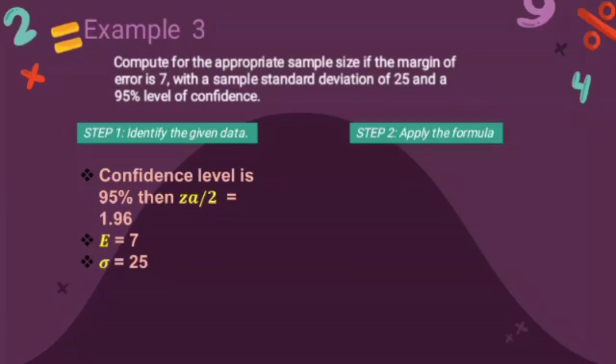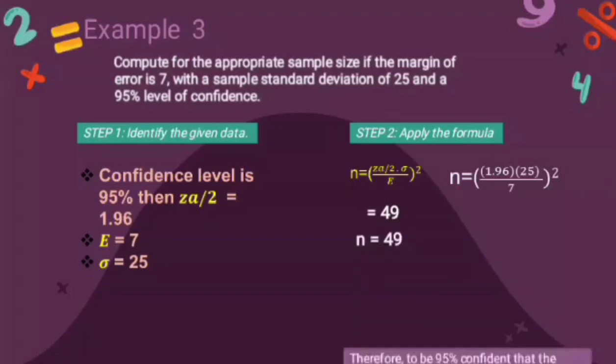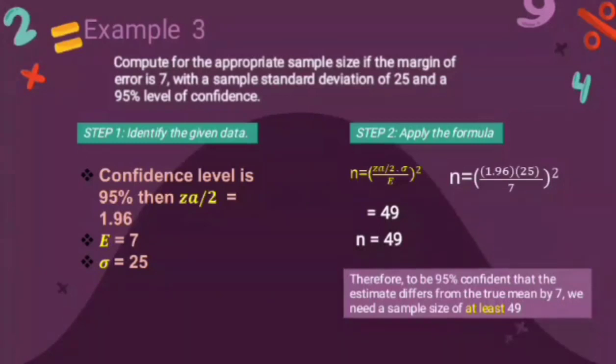Our next step is to apply the formula. Remember, we just need to substitute the given data into the formula. Try to calculate that and you will get the answer of exactly 49. Since there are no decimal places, that is the whole number of our answer. Therefore, to be 95% confident that the estimate differs from the true mean by 7, we need a sample size of at least 49.